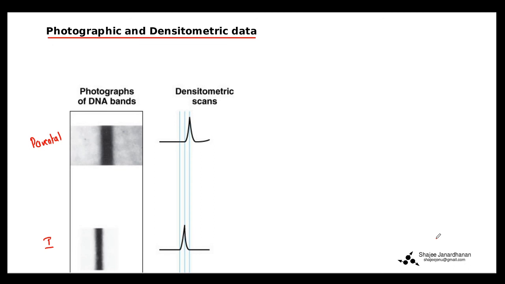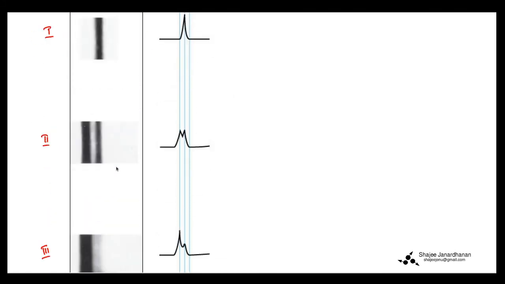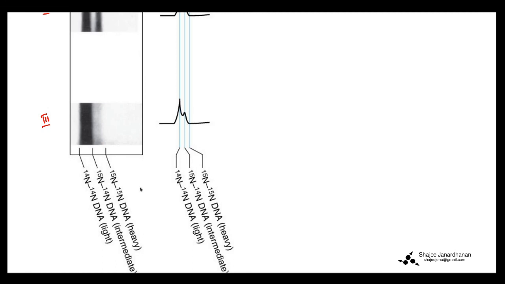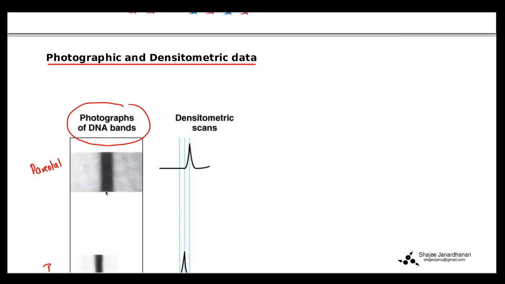Now we will turn our attention to the actual experimental data obtained in the Meselson and Stahl experiment. First, we will see the photographs of the DNA bands. We have already stated in isopycnic separation that the location of the DNA in the tube can be found out by dark bands. So when you look at this, this is the parental tube, and you can see there is only a single band, and that band corresponds to heavy DNA.